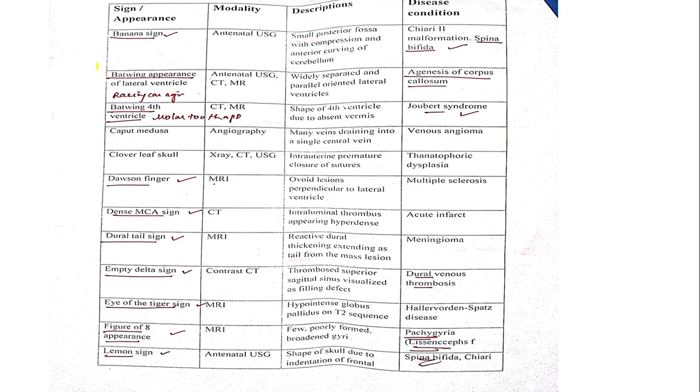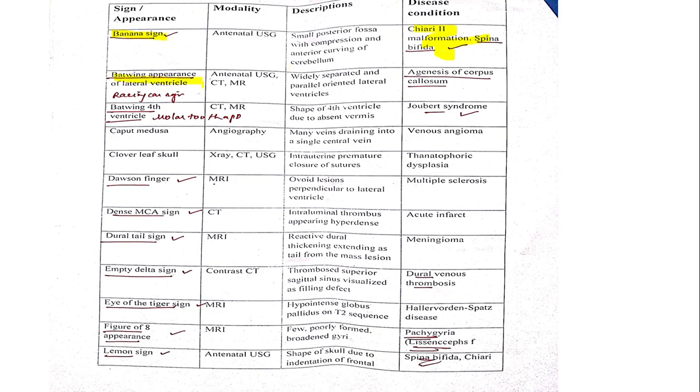Then coming to neurology, banana sign is seen in Chiari-2 malformation and spina bifida. It is seen in antenatal USG. It is due to small posterior fossa with compression and anterior curving of cerebellum.